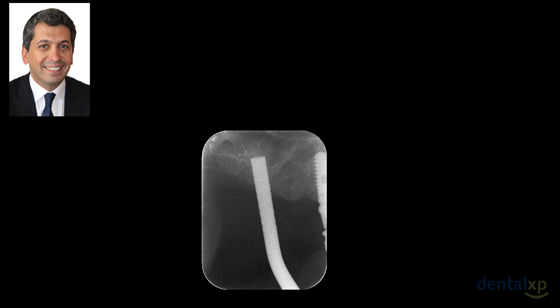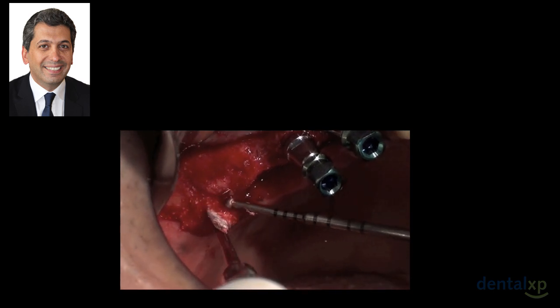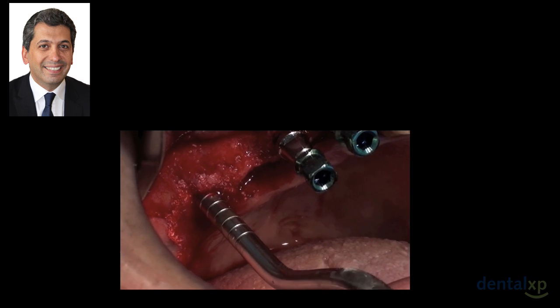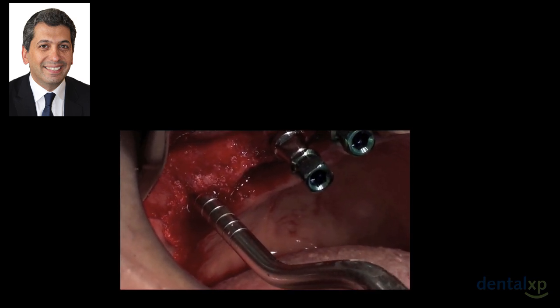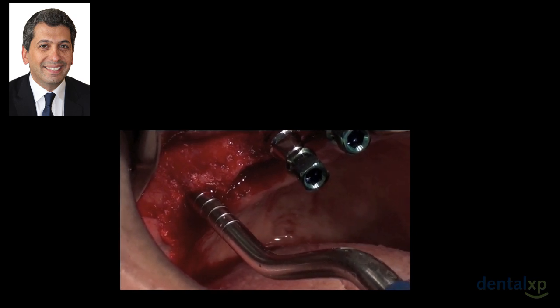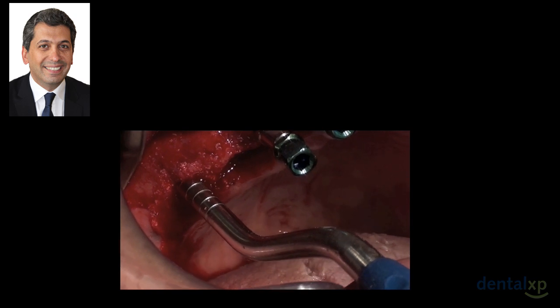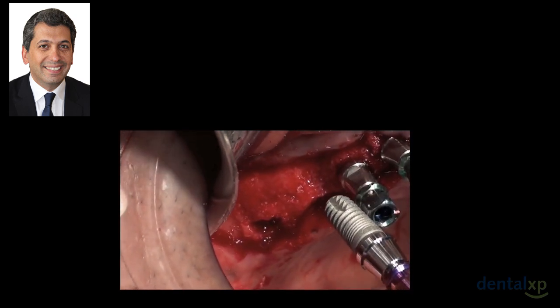So I go on with this technique. I add a little bit more bone and I keep on tapping until I reach the desired elevation that I need. So I had 5 millimeter of residual bone and I need to place a 10 millimeter implant, for example. This is why I need to elevate the membrane 6 to 7 millimeter to be able to insert my implant.